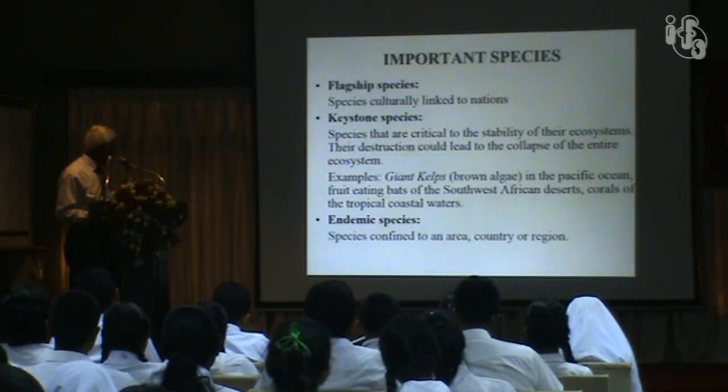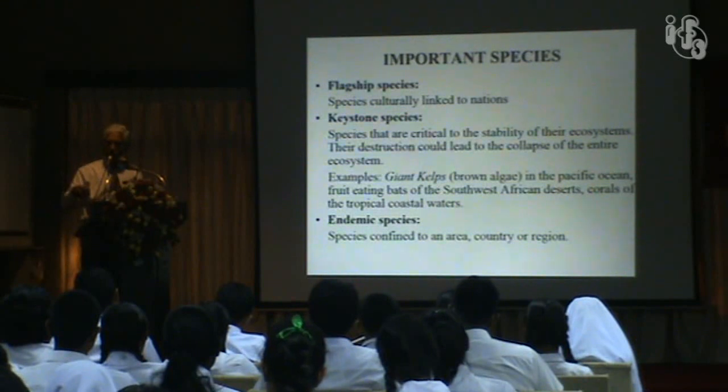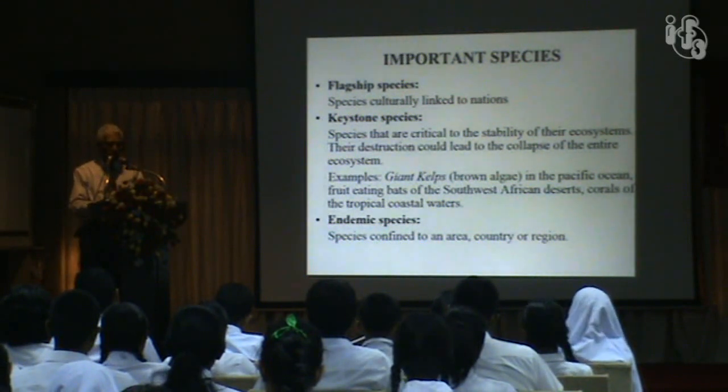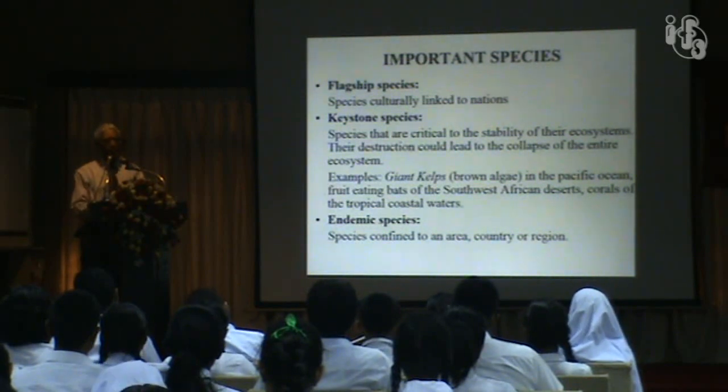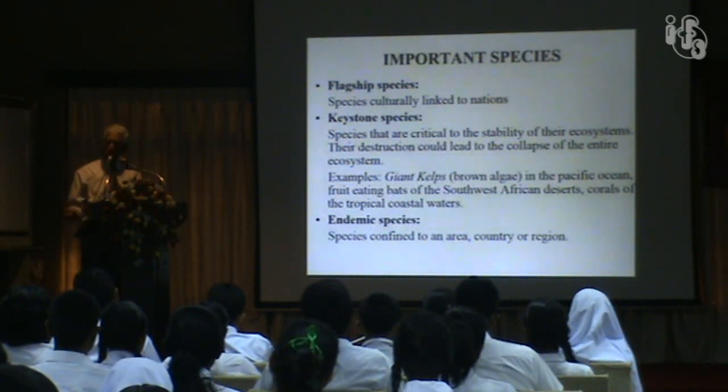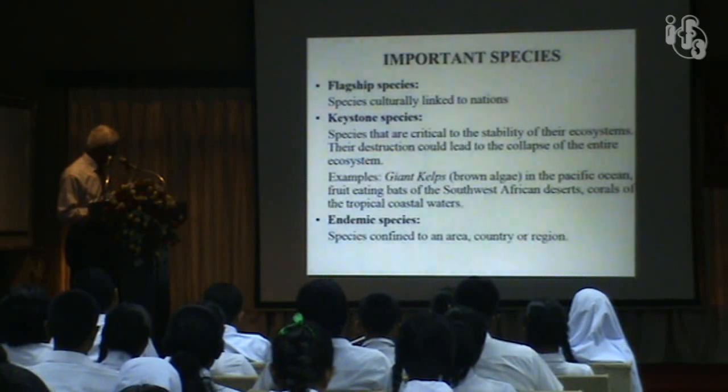Then the other important aspect: endemic species, species that are confined to a particular area or a country or a region, because that is a germplasm that is restricted. It has to be protected, because if that vanishes, that germplasm or that gene pool will be lost forever for humans. So that is why endemic species are also important.